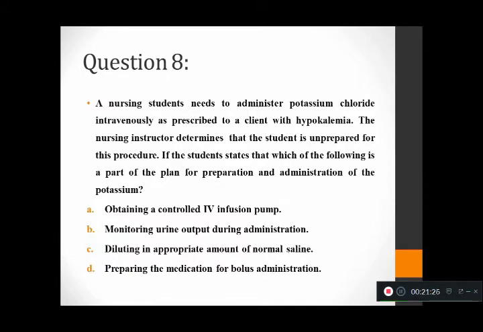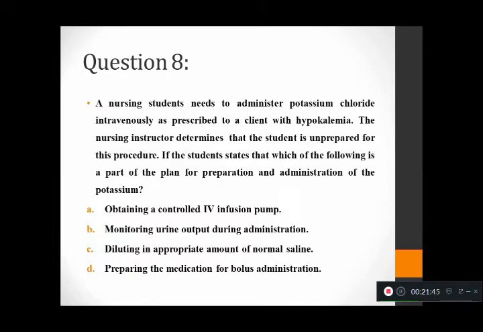The nurse also monitors urinary output during administration and contacts the physician if the urinary output is less than 30 ml per hour. So these are the detailed rationale explanations for each option.